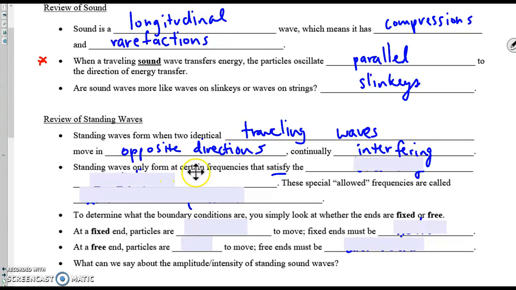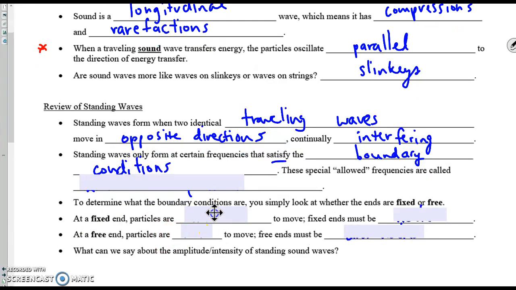But they only form at certain frequencies that satisfy the boundary conditions. When I say boundary conditions, I'm talking about things like particles where you have a fixed end are unable to move. And particles where you have a free end, those particles are free to move. So that creates a boundary condition.